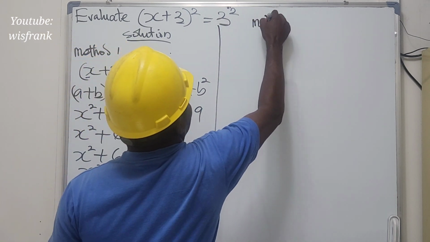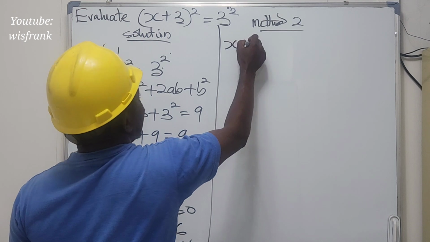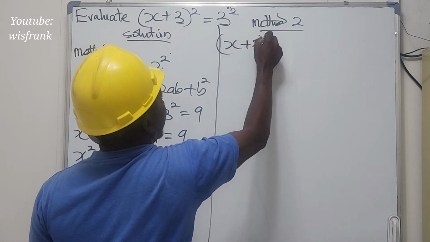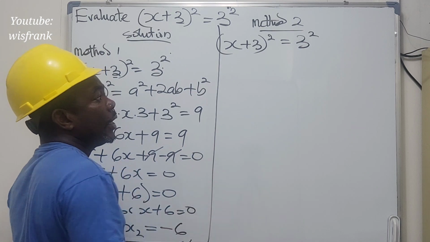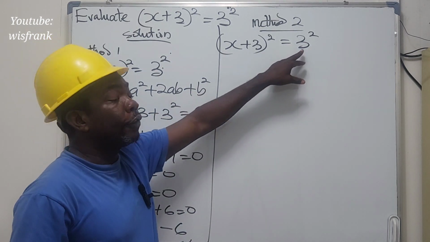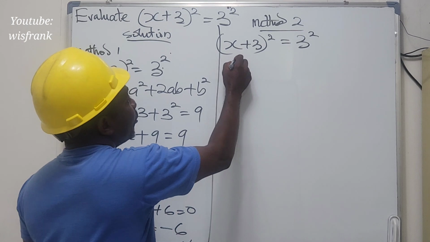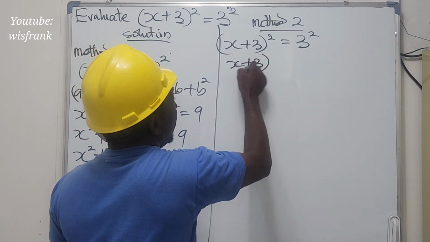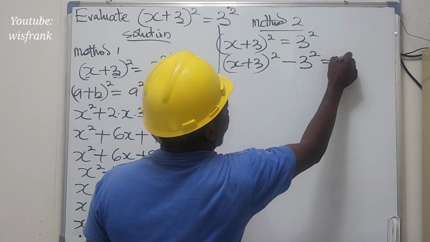So we have here method 2. We have been given (x + 3)² = 3². So in this method, what we are going to do is transpose this other side to the left hand side. So that will give us (x + 3)² − 3² = 0.